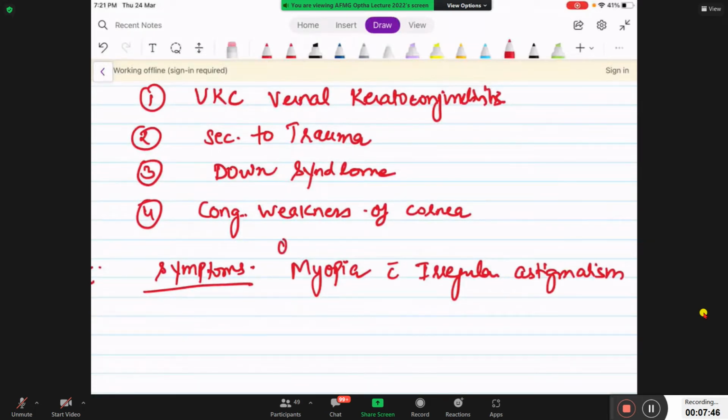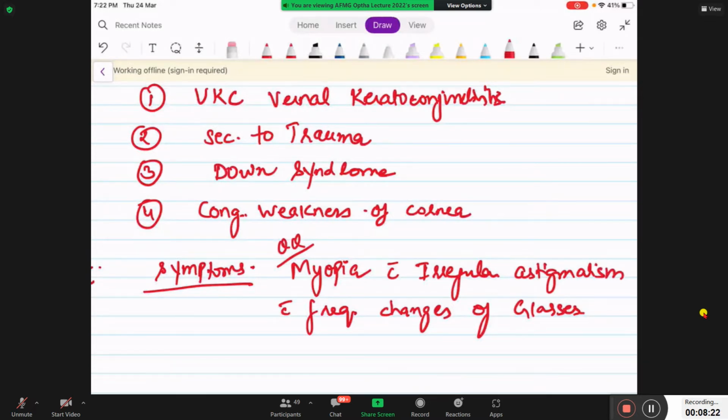This is an important question. The presenting complaint of the patient will be frequent changes of glasses. Write down. Patient will complain to you of frequent changes of glasses. So the patient will be a young 16-year-old, around first year MBBS guy. He will come to you with the complaint of frequent changes of the glasses, and on refraction you will see that the patient is having high myopia with irregular astigmatism.